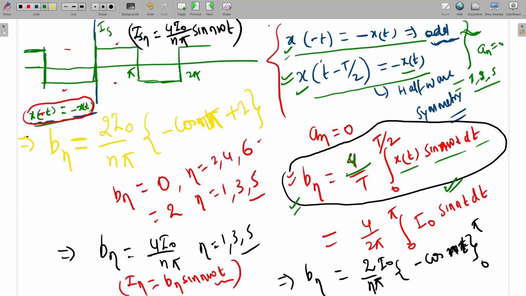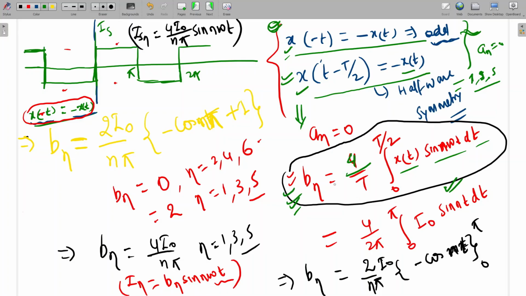So first we will check these two conditions. Otherwise, if this condition is not there, by some shifting or something we will make this condition. And then, as the next step, we will do the Fourier analysis. So this formula we should remember.